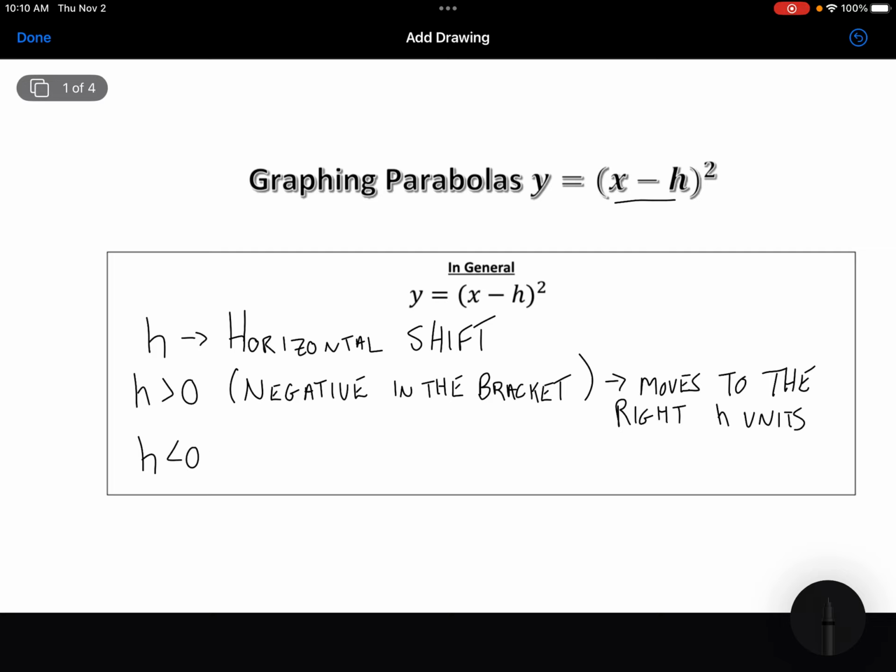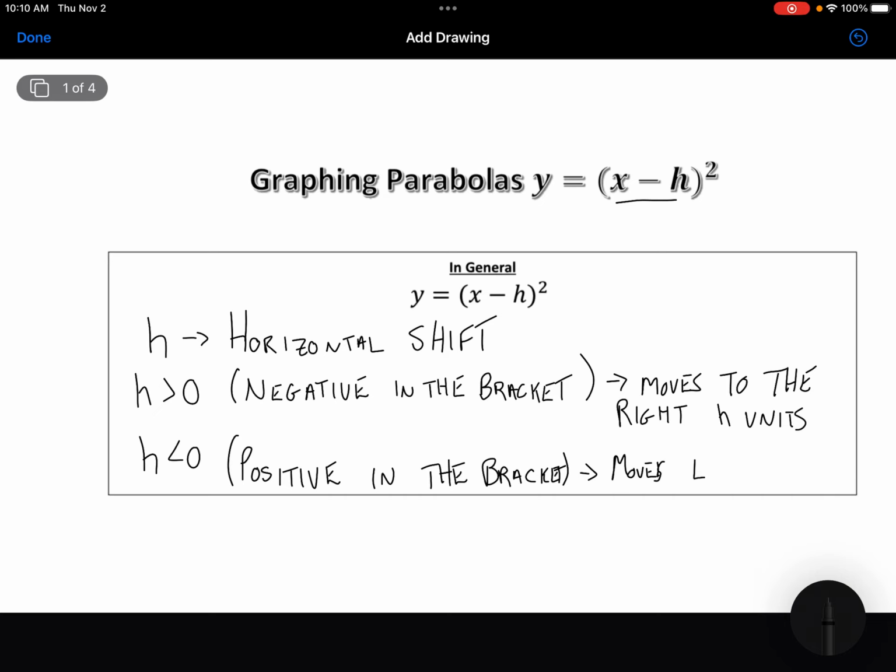If h is less than 0, that means we're going to get a double negative, so a positive in the brackets. We're going to do the opposite. So it moves left or negative h units.